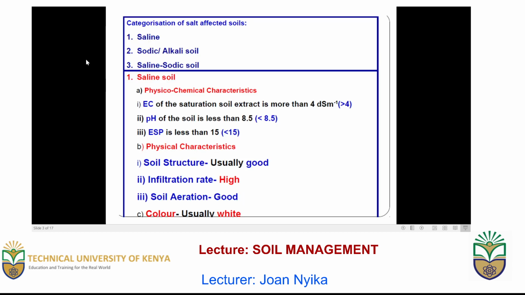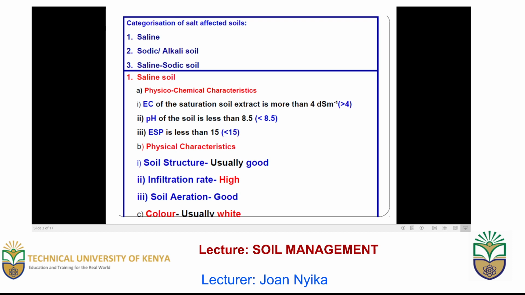There are three categories of salt affected soils. Number one are what we refer to as saline soils. Number two are what we call sodic or alkali soils. The other one is what we call saline sodic soils. And we will look at each one of these so that we can be able to distinguish them. Number one, let us look at the saline soils.